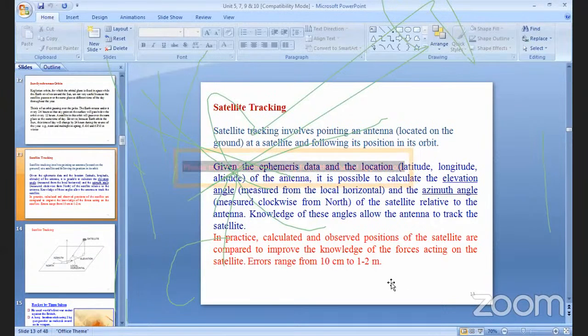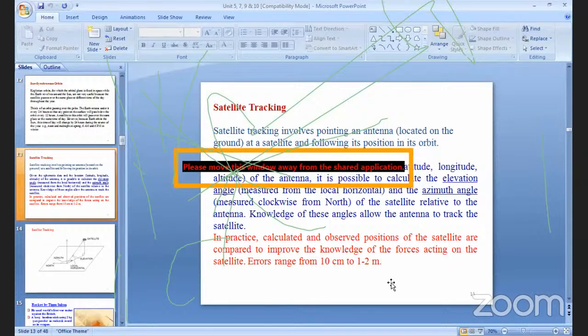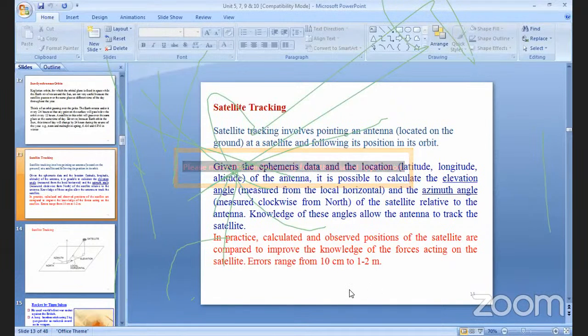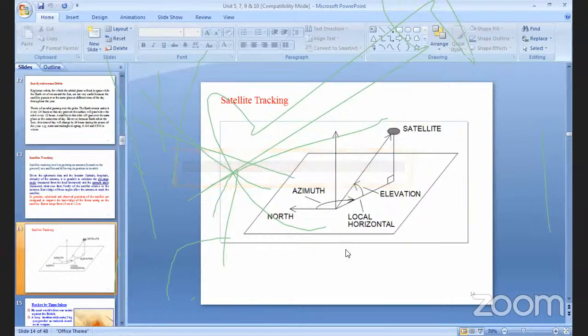And suppose if you see the calculation and observation of the position of a satellite, these are compared to improve the knowledge of forces acting on a satellite. We see the errors, and we rectify the errors, how we are getting them and how we can rectify them, using ranges from 10 centimeters to approximately 2 meters. Yeah, this is satellite tracking.